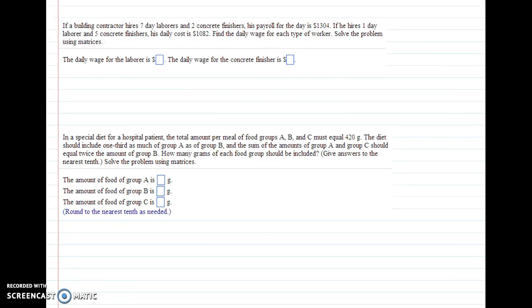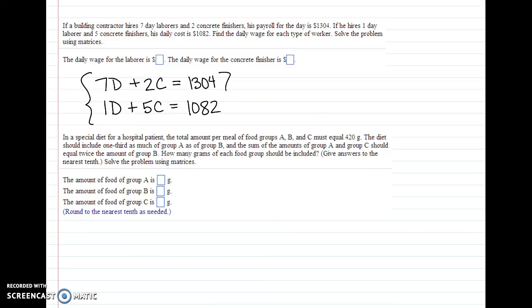Now we got a couple of word problems. Everybody loves a good word problem. If a building contractor hires 7 day laborers and 2 concrete finishers, his payroll is $1,304 for the day. If he hires only 1 day laborer and 5 concrete finishers, that would cost him $1,082 for the day. We want to find the daily wage for each type of worker.